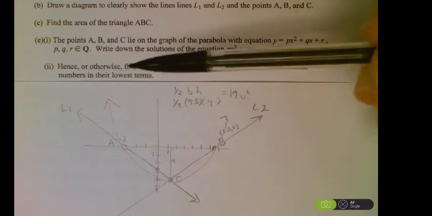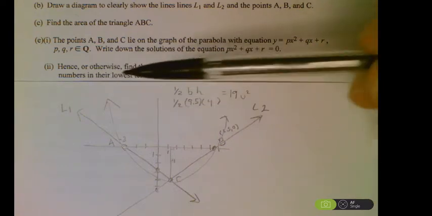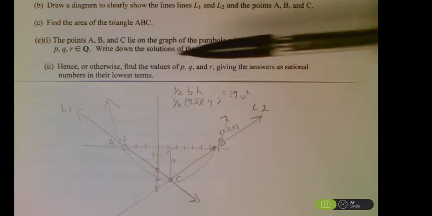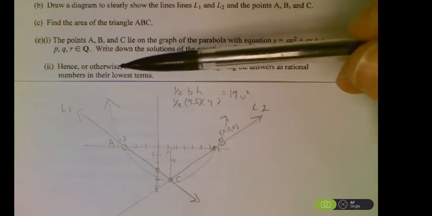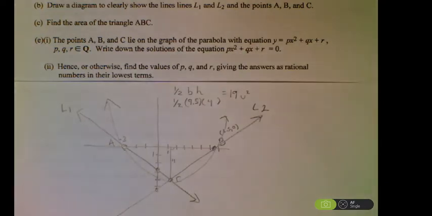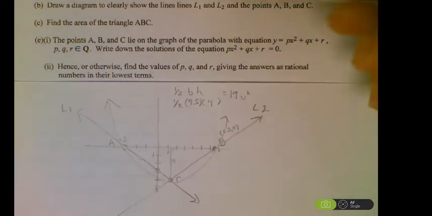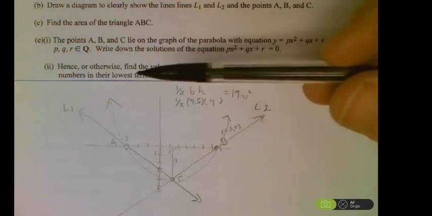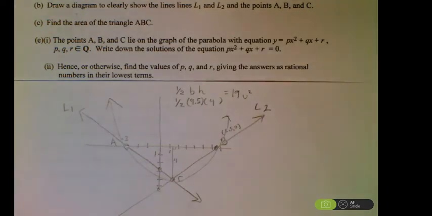So real common IB wording here, they say "hence or otherwise," meaning hence you can now use this information to get the answers for P, Q, and R, or if you see some other method for doing it, you can use another method as well. But this is kind of a hint to tell you that we can use this information to now do this problem. So that's what we'll do.